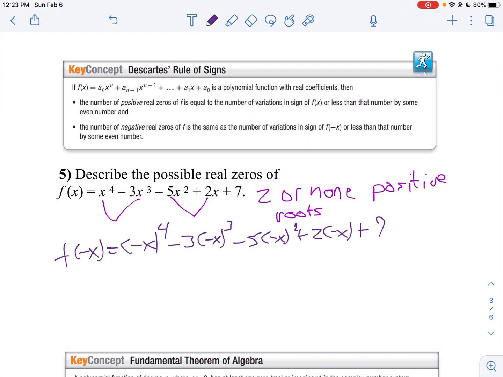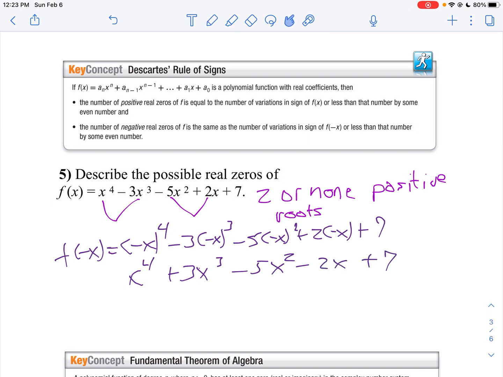Now let's simplify that. If I take a negative number 4 times, I get x to the 4th. And then if I take negative 3 times, I get a negative, but I already got a negative. So a negative times a negative, so that's positive 3x cubed. And then minus 5x squared minus 2x plus 7.